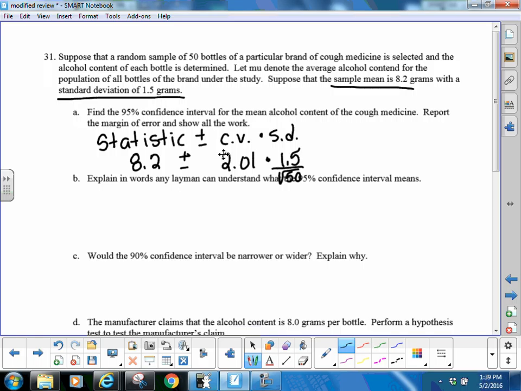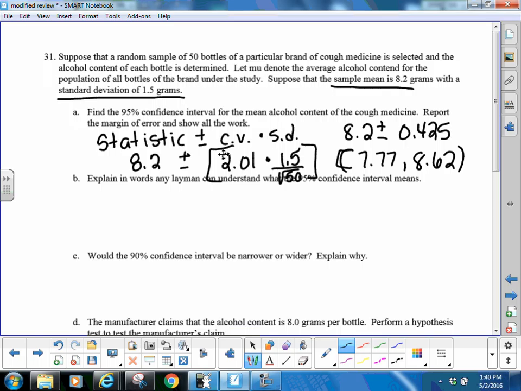I get 8.2 plus or minus. This piece is called my margin of error, and when I crunched those numbers, when I did 2.01 times that quantity, I got this. And I could leave it like this, or it ended up being... so we do have to divide it. I think we do because of our sample size. I think we need to.